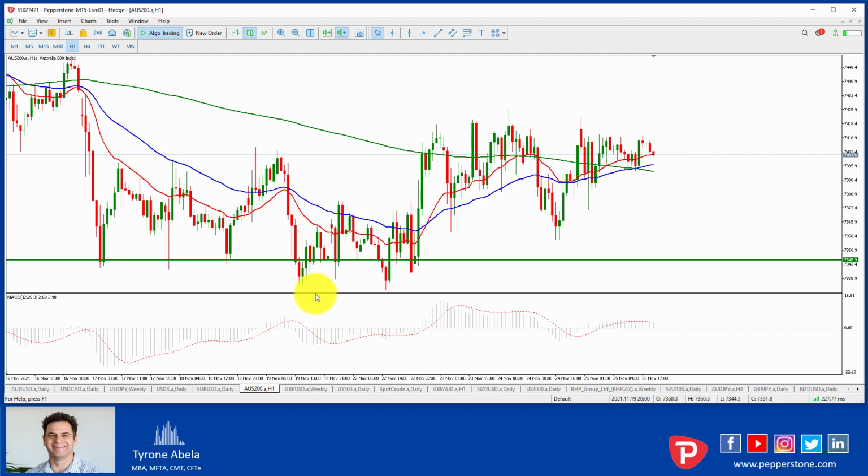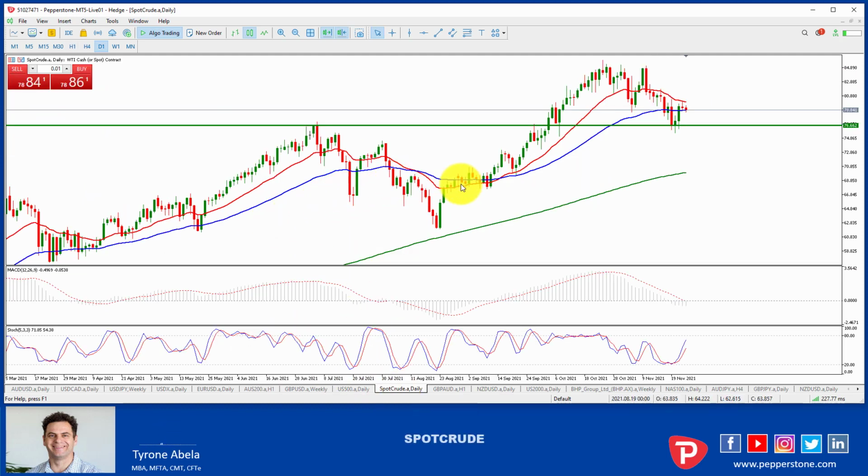All right, the last one we'll have a look at today is the spot crude. Okay, so this one's an interesting one because it's kind of in the middle of nowhere as well, but it's setting up for two potential trades that could easily play out, and I'd be quite confident in both of them.